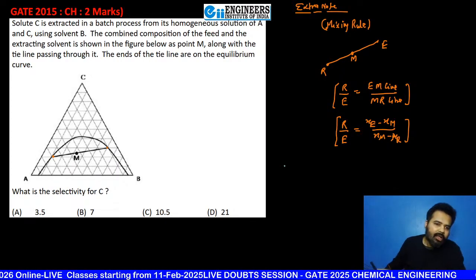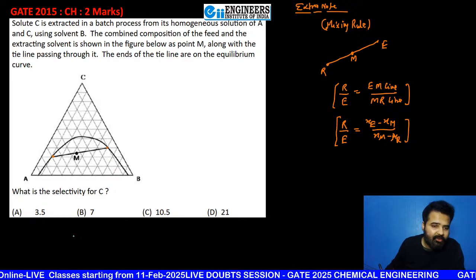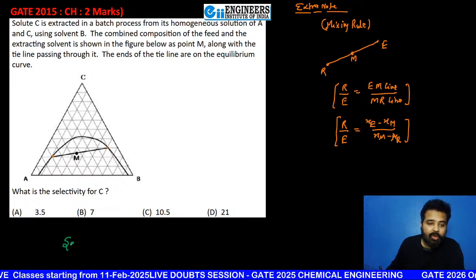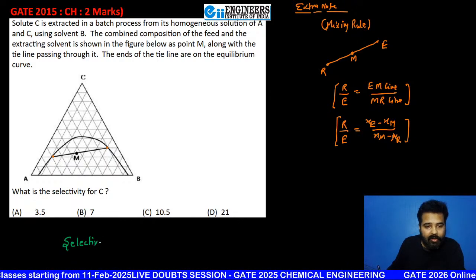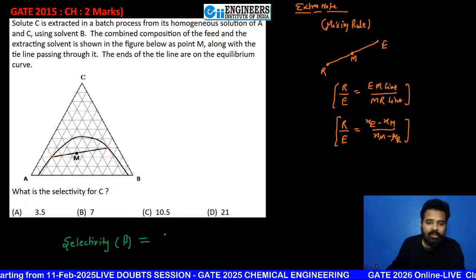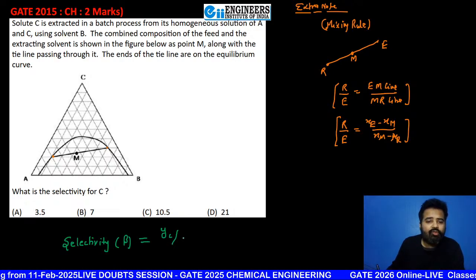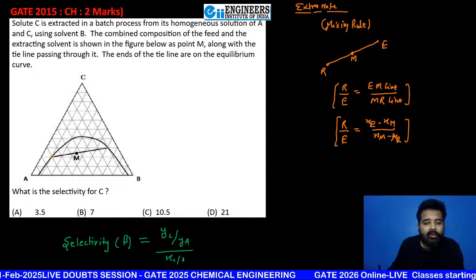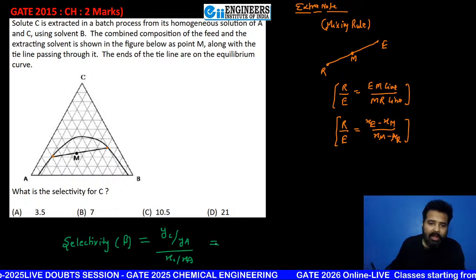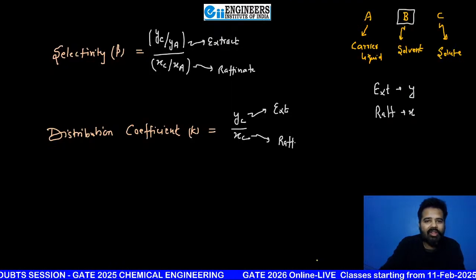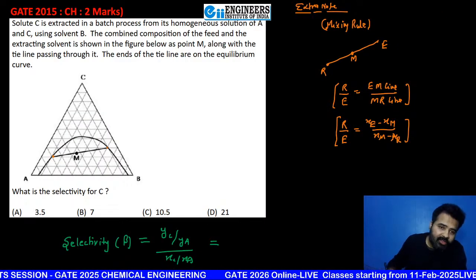Okay. Now, what is the selectivity of C? So for selectivity, they are asking about beta. So अगर वो बीटा के बारे में पूछ रहे हैं, so very easy ना. It is yc by ya upon xc by xa. So what is the value of yc, ya, xc, xa? Formula is correct ना बेटा? फॉर्मूला सही है ना? देख लो, आराम से देख लो भाई. Formula is correct.